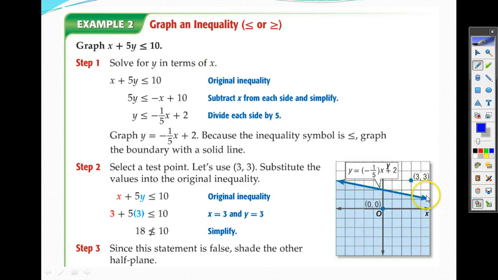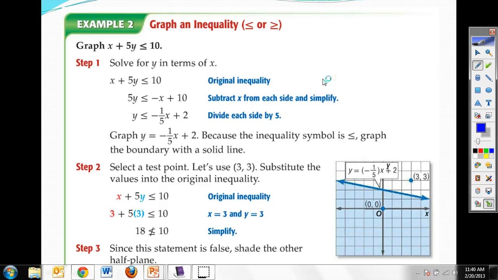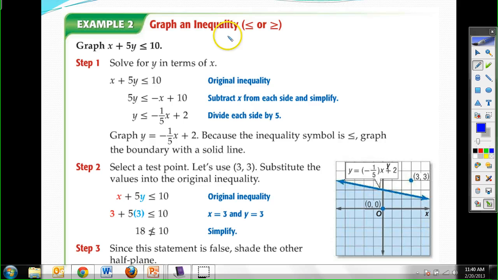Okay, welcome back. Here is example 2 we're going to be working on. Now here is an example of when you have an inequality that has the equal sign on the bottom. So you notice right away in the graph, it's a solid line. It's not a dashed line. Okay, that's a big difference. If it has an equal sign on the bottom, it's a solid line. If it does not, it's a dashed line. Okay, same thing, we're going to take the same 1, 2, 3 steps.